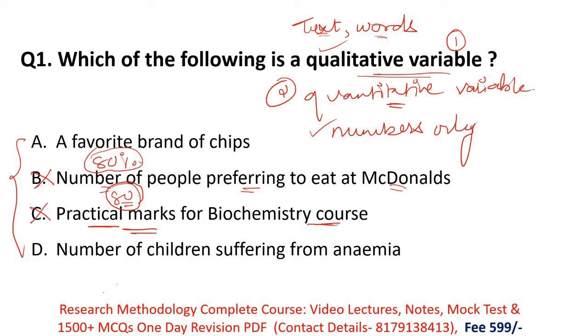Then option D, the number of children suffering from anemia. Again the word number came here. Suppose there are 50 children, or 50% of children, suffering from anemia.